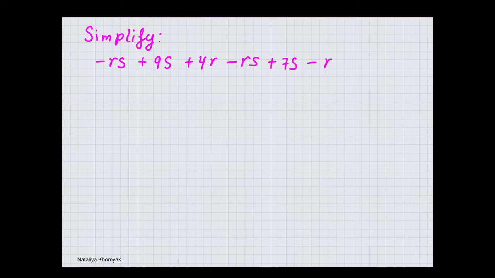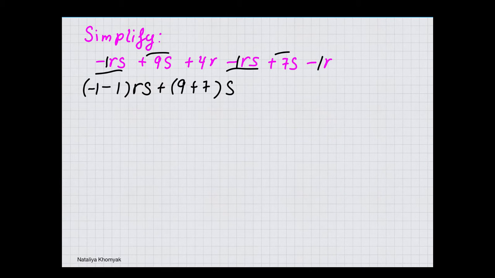Simplify negative rs plus 9s plus 4r minus rs plus 7s minus r. First thing I'm going to do is mark down the actual coefficients. Negative 1rs, negative 1rs, negative 1r, and we have rs, negative 1 of rs, plus we have 9 and 7 of s, plus 4 and negative 1 of r.